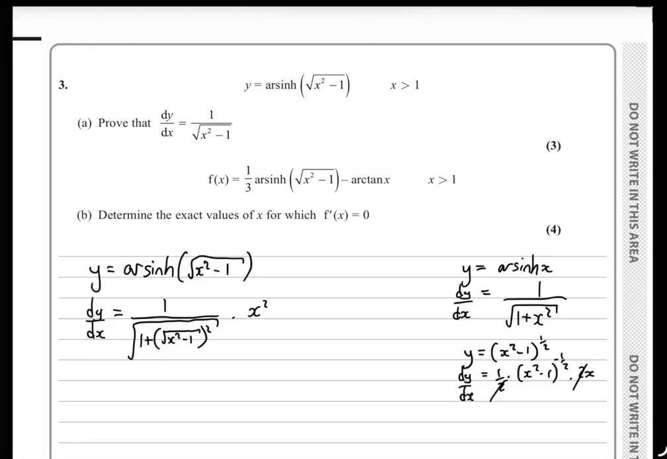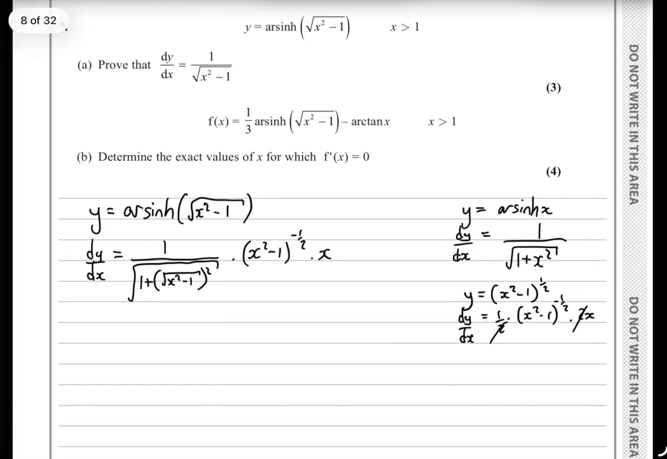That's x squared minus 1 to the minus a half times x, and then this square root inside a square root simplifies quite a lot. We get 1 plus x squared minus 1, square root of that just becomes x, which is good because that cancels with that and leaves us what we need on the top there.